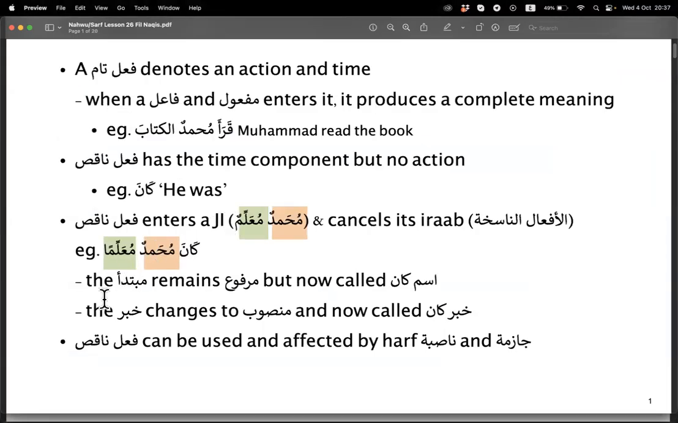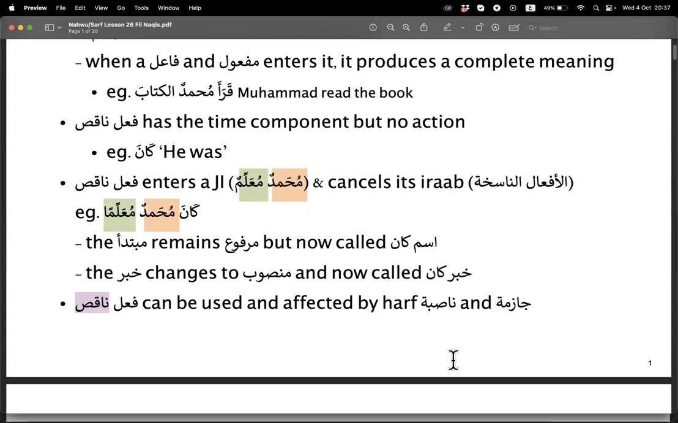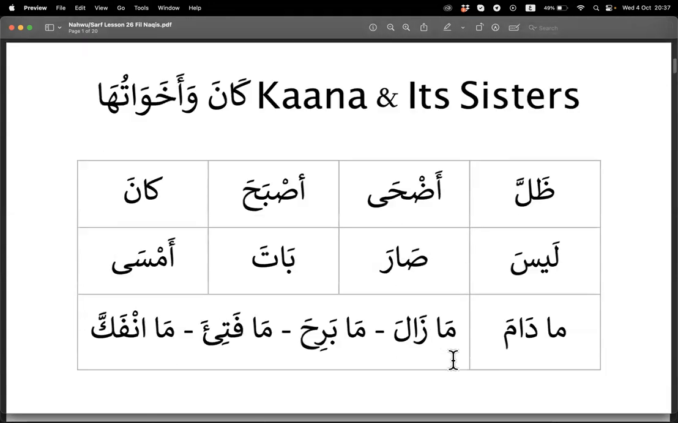And one thing to note, fi'il naqis can be affected by all our normal harf that affects a fi'il, like harf nasibah, harf jazimah, lam, lan, an, all that can be used with fi'il naqis. Now this is kana and its sisters: kana, asbaha, aldaha, dhalla, amsa, bata, and so on. We do bit by bit, inshallah.